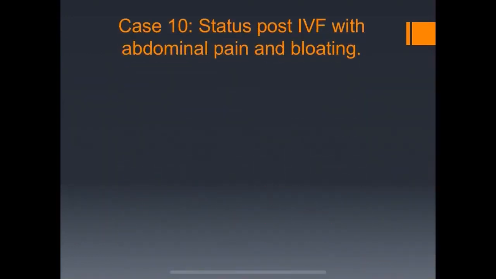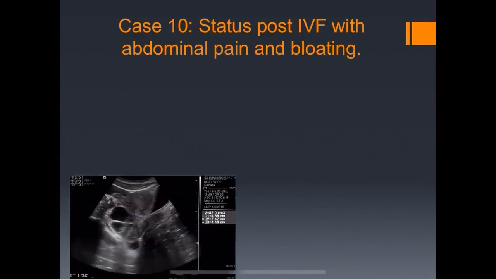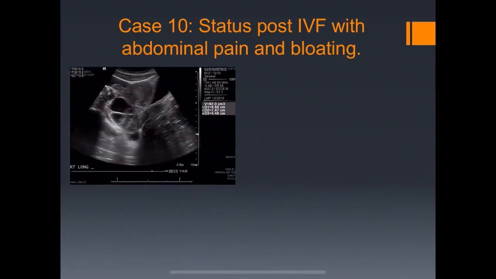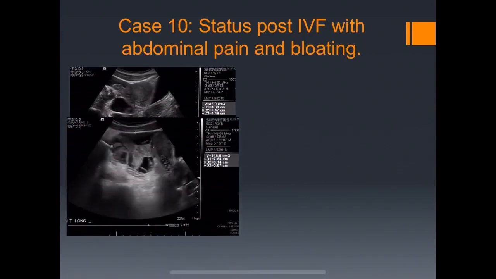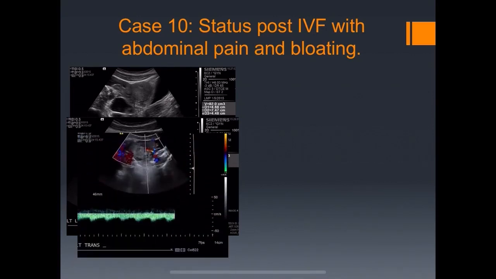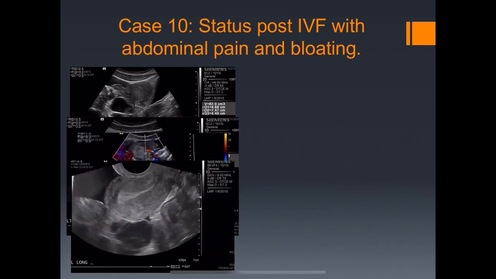Case number 10, status post-IVF with abdominal pain and bloating. So here is the right adnexa. Here's the left adnexa, again enlarged. These are typical appearances after IVF treatment with large ovaries with multiple cysts. They do have flow in them. Here's that global view. You see all this ascites with low-level echoes, possibly hemorrhage.